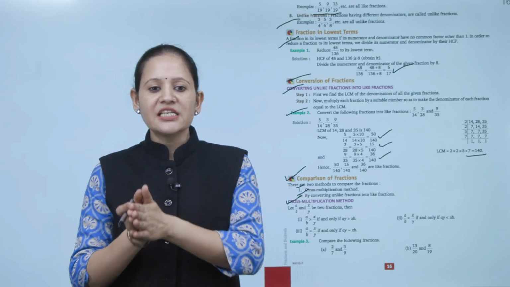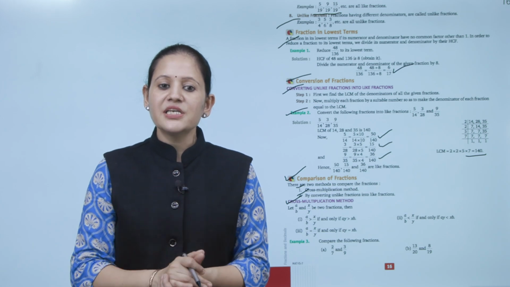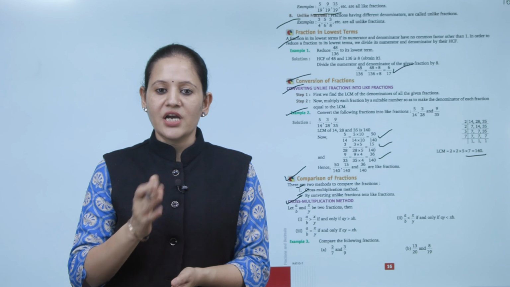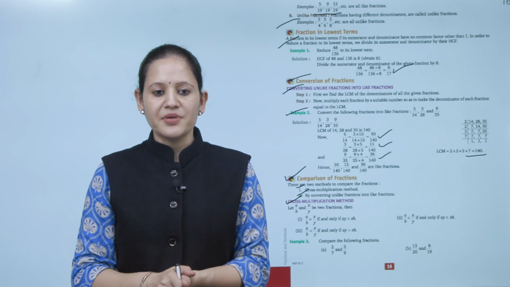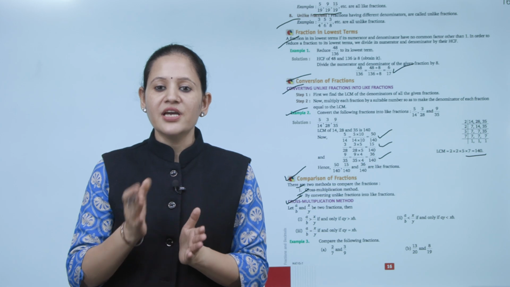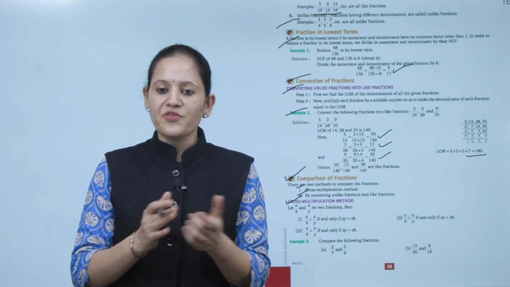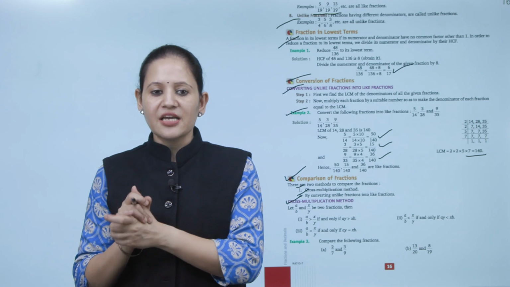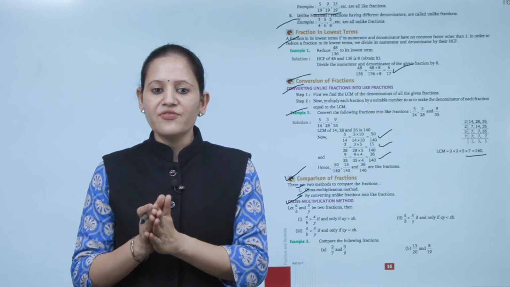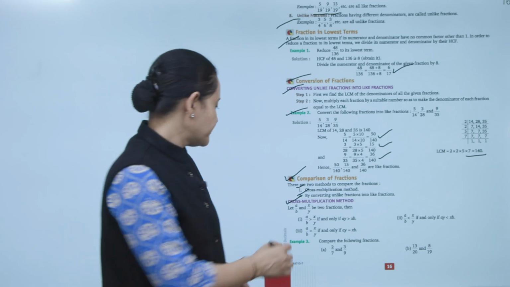Let a upon b and x upon y be two fractions. Then a upon b is greater than x upon y if and only if a into y is greater than x into b. Clear? a upon b will be less than x upon y if and only if the product a into y is less than x into b. a upon b equals x upon y if and only if a y equals x b. Now we'll take an example.